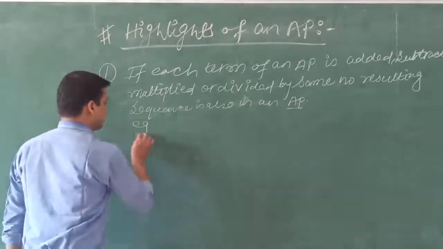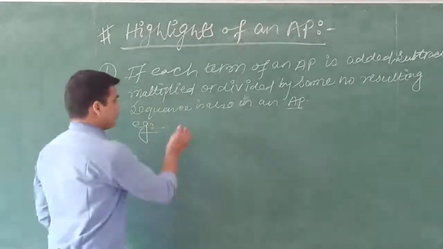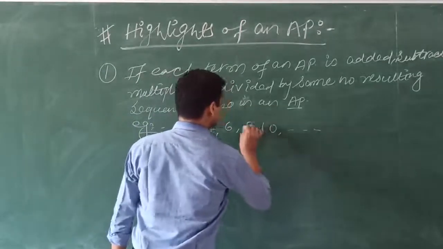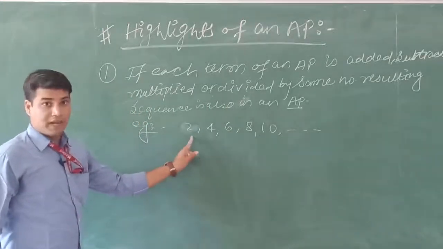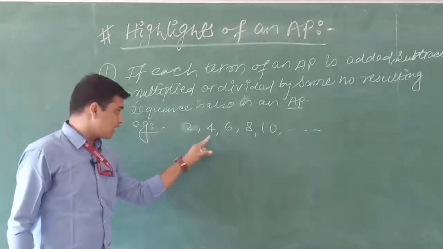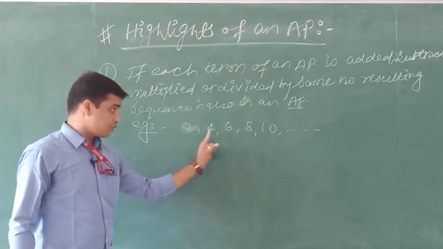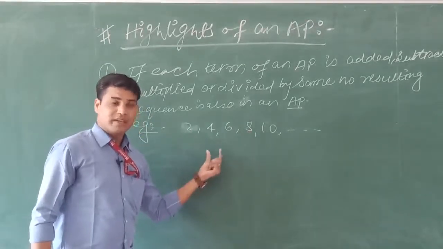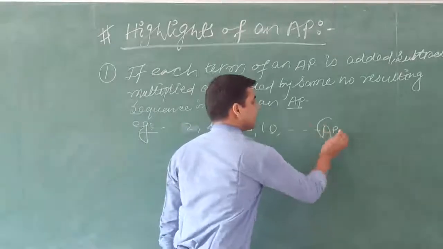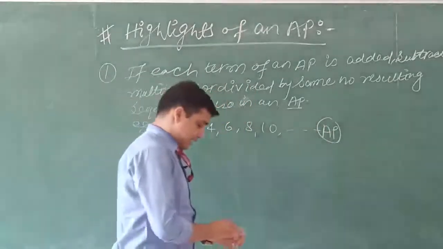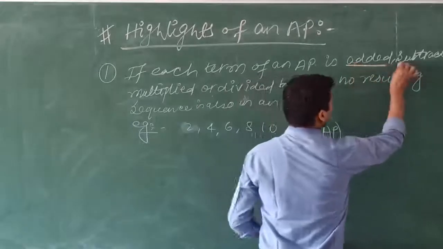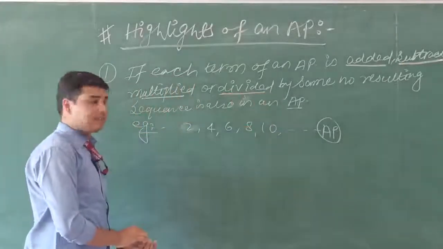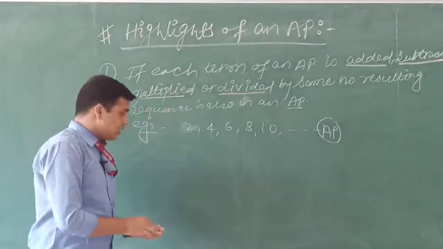I am going to take an example here. First example: 2, 4, 6, 8, 10 and so on. Now see this here. Is this in AP or not? Yes, this is in AP. How? The common difference is the same. 4 minus 2 is 2, 6 minus 4 is 2, 8 minus 6 is 2, 10 minus 8 is 2. So we are getting the same difference, so we can say this is in AP. Now see this here. What is our point? If each term of an AP is added, subtracted, multiplied or divided by the same number, the resulting sequence is also in an AP. So see this here.